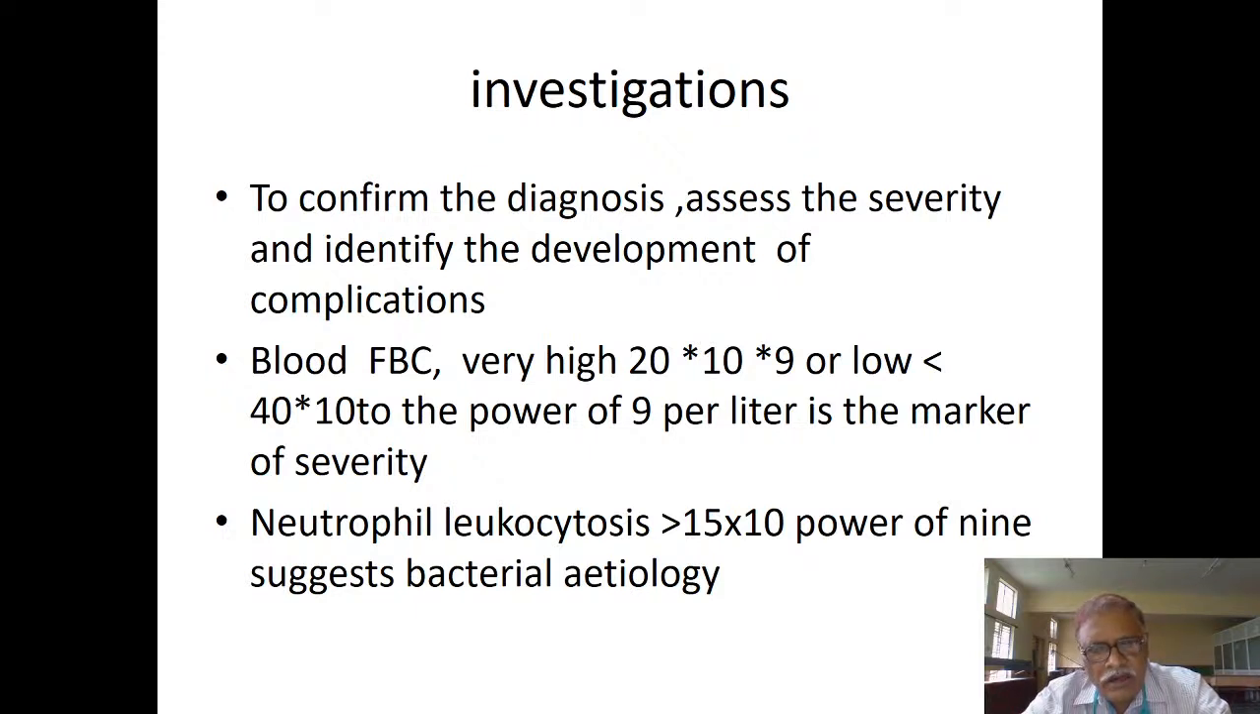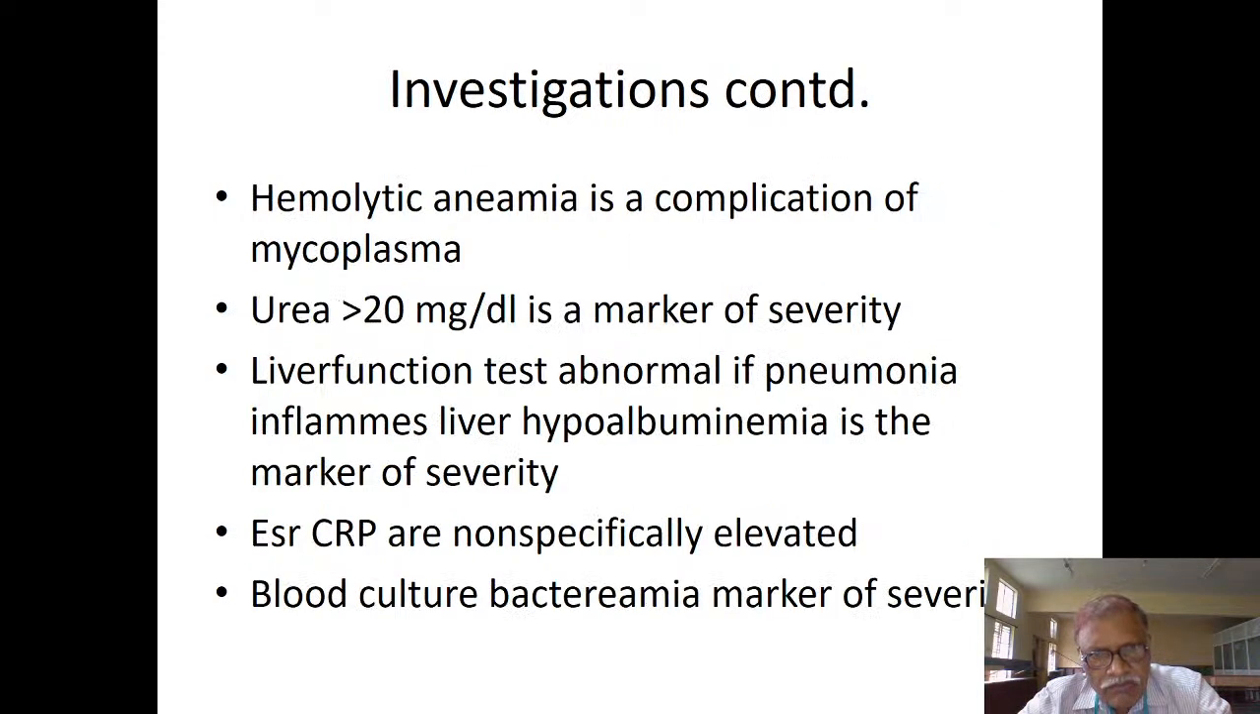A full blood count should be done. A white cell count of less than 4 into 10 to the power of 9 per liter is a marker of severity. Neutrophil leukocytosis of more than 15 into 10 to the power of 9 suggests bacterial etiology many a time. Hemolytic anemia is a complication of mycoplasma infection.